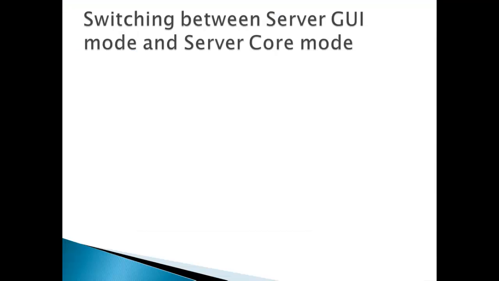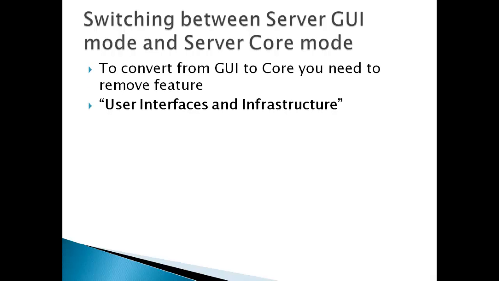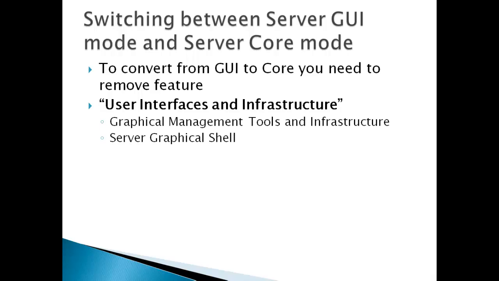To switch between Server GUI mode and Server Core mode, we need to install some features. So you need to go to User Interface and Infrastructure and uninstall some of the features. Two features: Graphical Management Tools and Infrastructure, and a Server Graphical Shell.